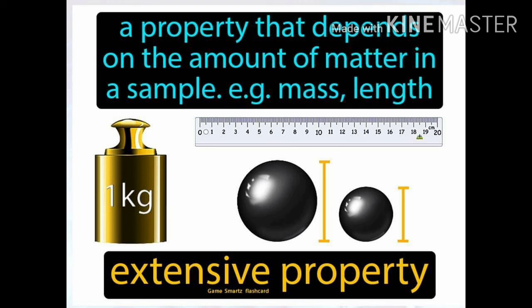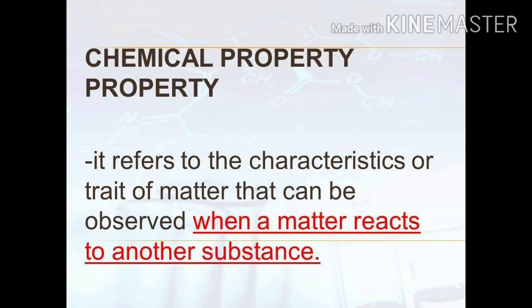Next is the extensive property of matter. It is the characteristic or trait of matter which is dependent on the amount or quantity of the matter. Examples of extensive properties of matter are the size, the mass, volume, density, length, and width. This means that if the amount of matter or particles is increased, it may cause changes in the size, mass, volume, density, length, and width of an object.